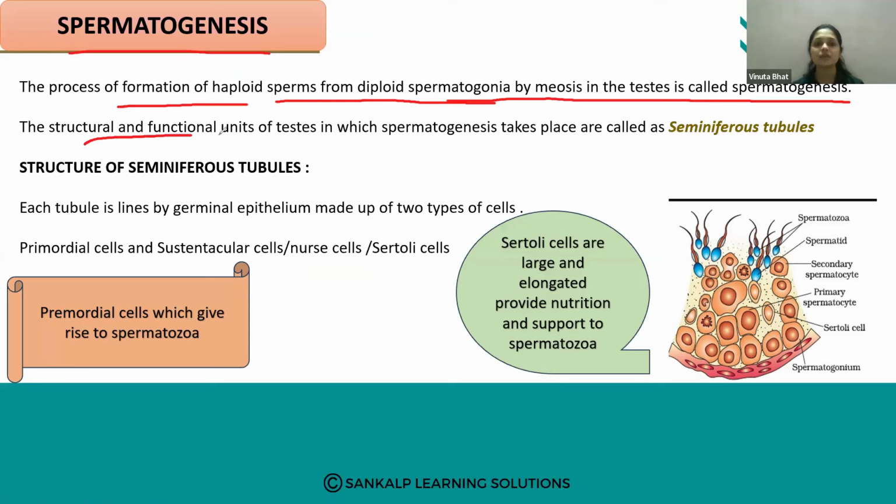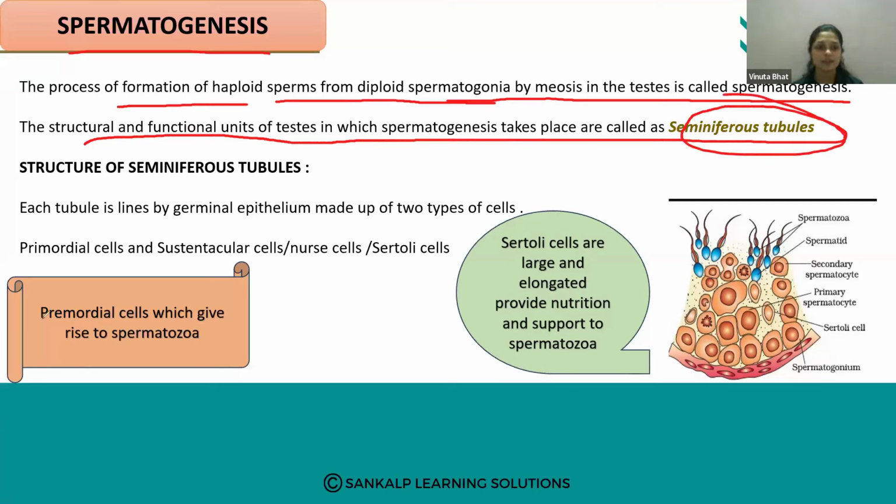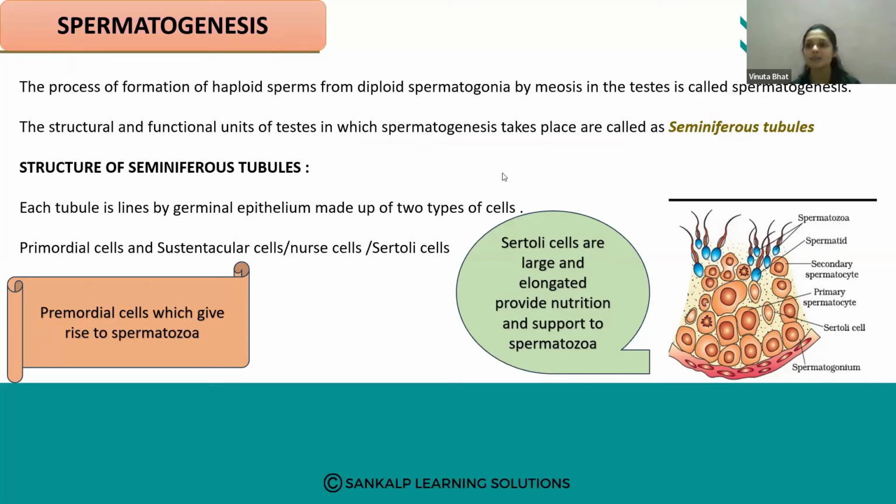The structural and functional units of the testes in which spermatogenesis takes place are called the seminiferous tubules. Already we know what is inside the seminiferous tubules, right? Seminiferous tubules contain the spermatogonial cells, Sertoli cells, and the Leydig cells. These things we know. Now we should know how spermatogenesis takes place.